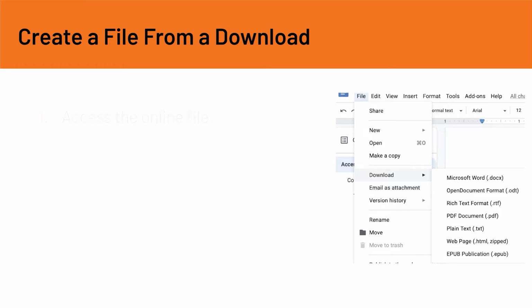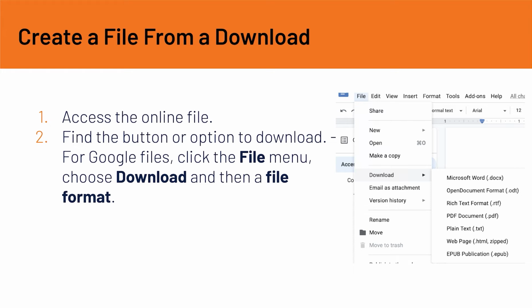Remember that Krista already made a resume using Google Docs. She can bring that file from the internet into her computer. We call this downloading a file. She can then save it for later or send it as an email attachment. To download a file, we need to access its online location first. Then, find a button or option to download. For Google Files, click the File menu. Choose Download and then a file format.